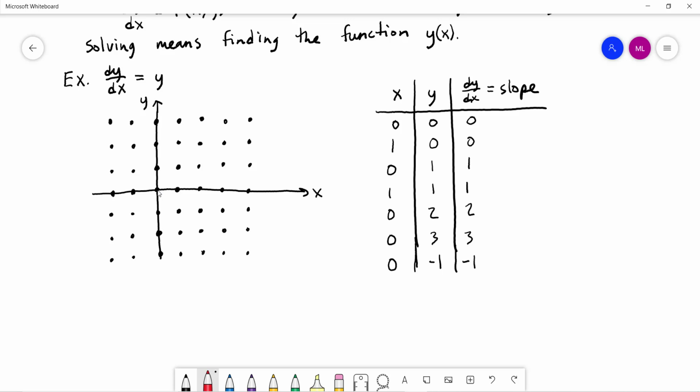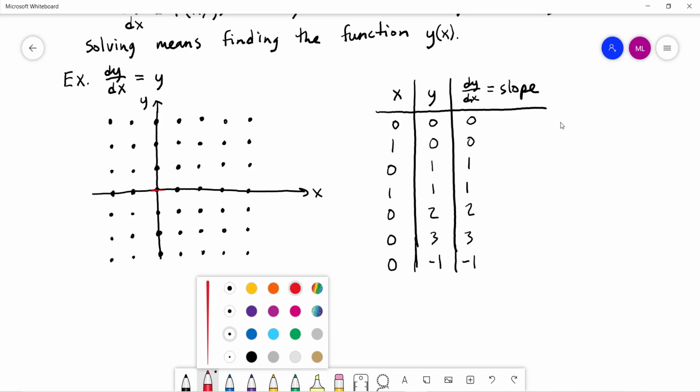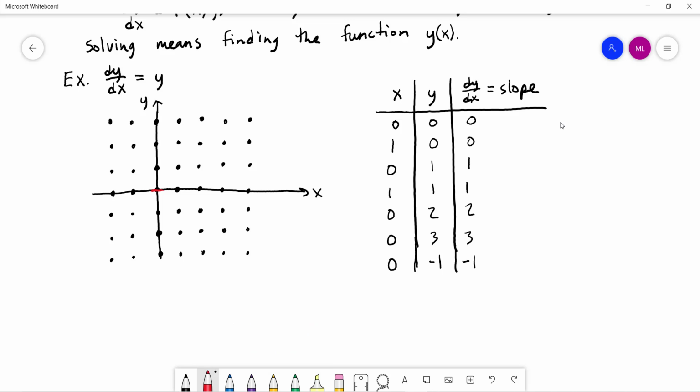So at the origin, the point (0, 0), the slope is 0. And what does a line with a slope of 0 look like? Well, it's just a horizontal line. Let me make that a little thicker. So it is a horizontal little line segment that I've drawn there. Now I'm going to go to the point (1, 0). So that's this point sitting right here. It also has a slope of 0. So let me draw that one in. Let's go to the next point. So I've done this one, I've done this one.